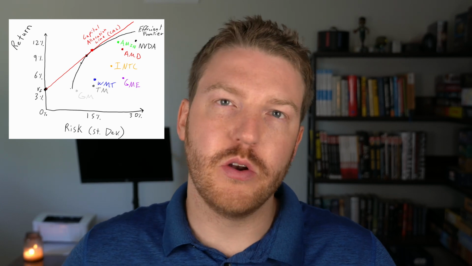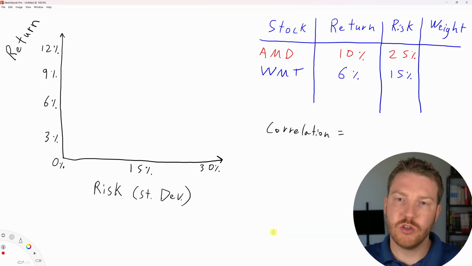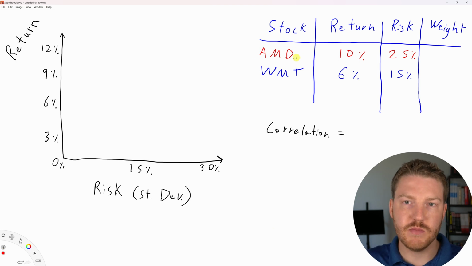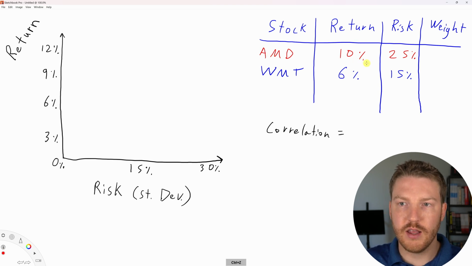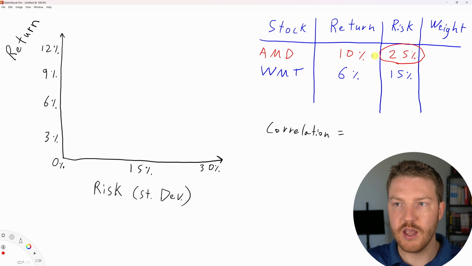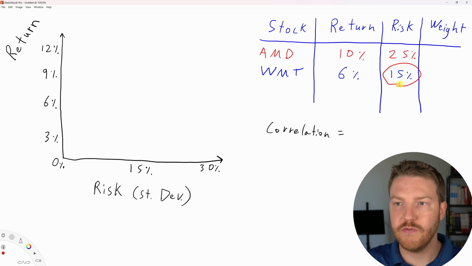Let's jump right into understanding the efficient frontier and portfolio optimization with a simple example of a two-asset portfolio. On your screen, you'll see we're looking at two assets. One is the stock of AMD, the semiconductor company. We're assuming that this stock returns 10% annually and has a risk of 25% annually as measured by the standard deviation of the stock returns for AMD. The other stock is Walmart, which has a return of 6% and an annual standard deviation or risk of 15%.